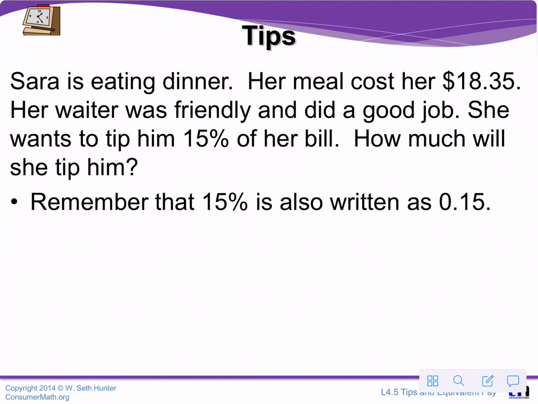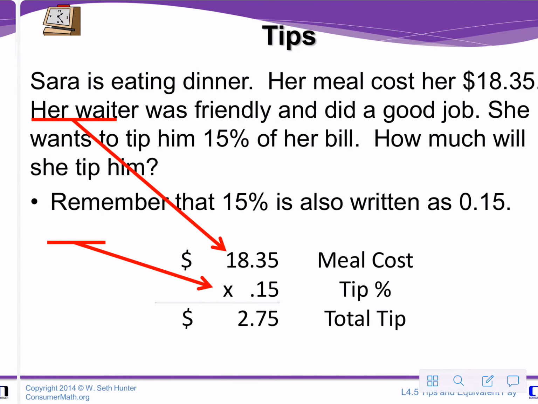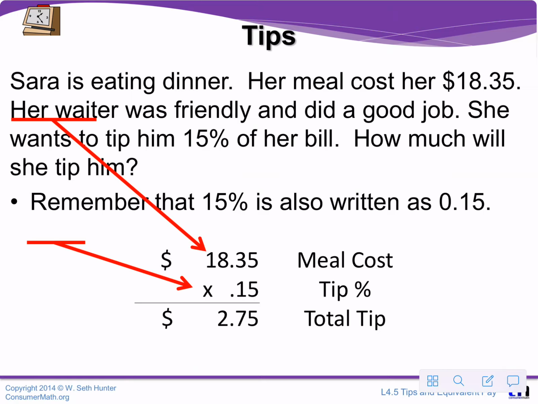Sarah is eating dinner. Her meal costs $18.35. Her waiter was friendly and did a good job. She wants to tip him 15%. How much will she tip him? Remember that 15% is also written as 0.15 as a decimal. So we're going to take 0.15 times 18.35 to get $2.75 for the tip.